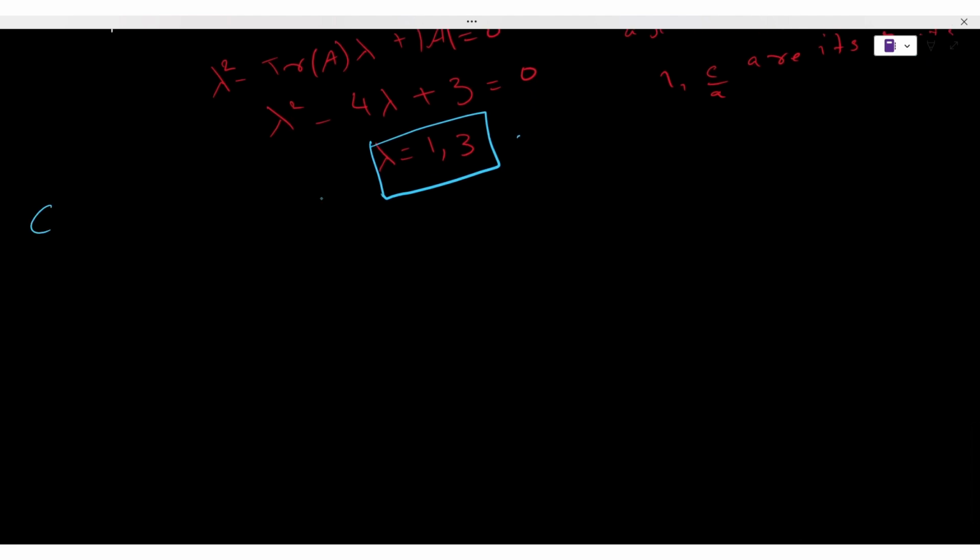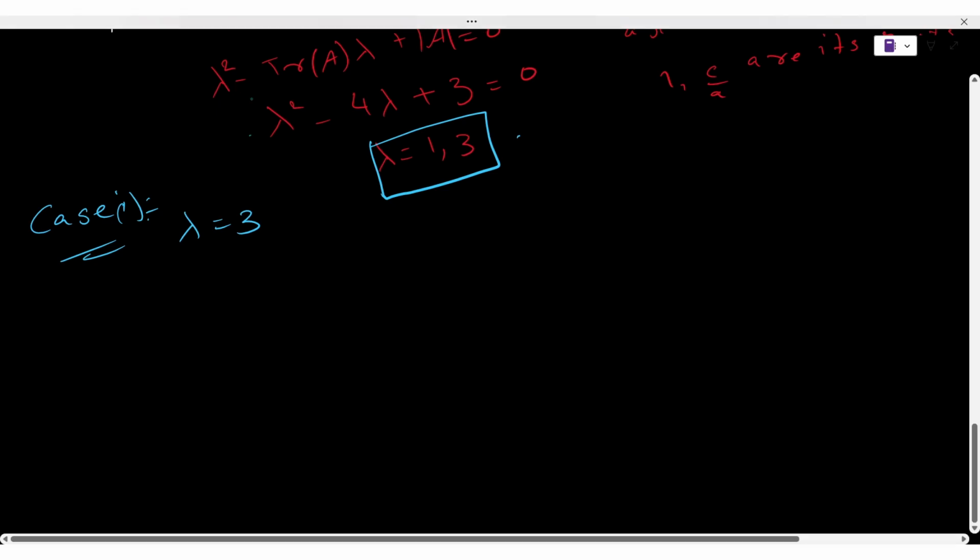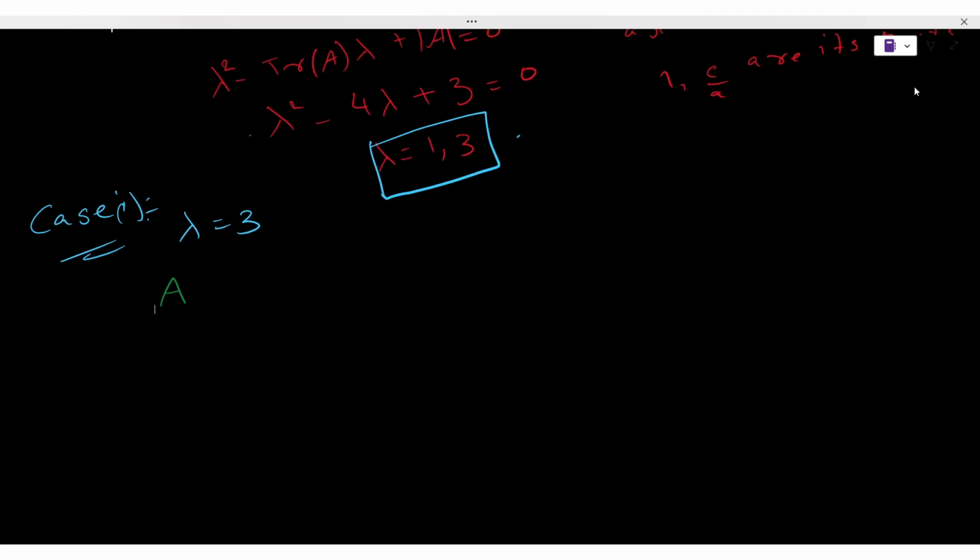Okay. Case 1. Lambda equal to 3. First we have to take the largest eigenvalue. So lambda equal to 3 we have to calculate. You know how to calculate the eigenvalues already. A minus lambda I into x equal to 0. Solve this homogeneous equation. A minus 3I into x equal to 0.